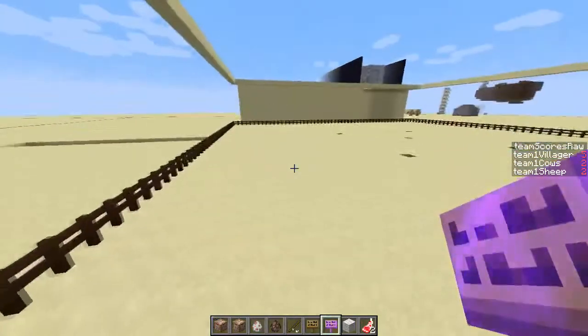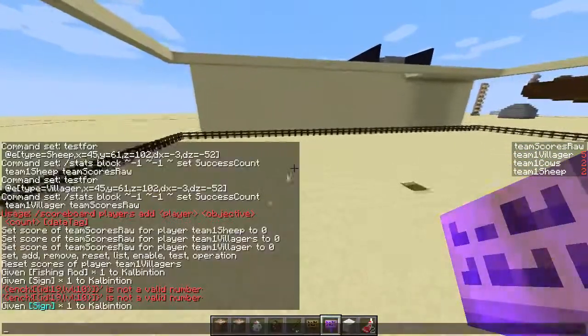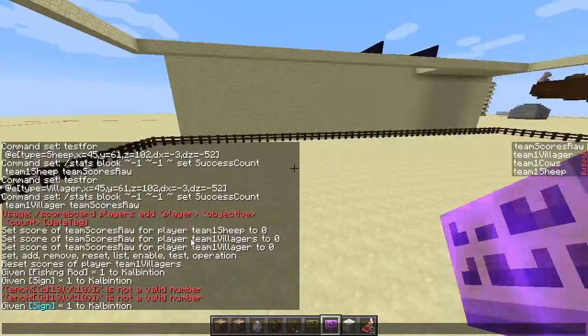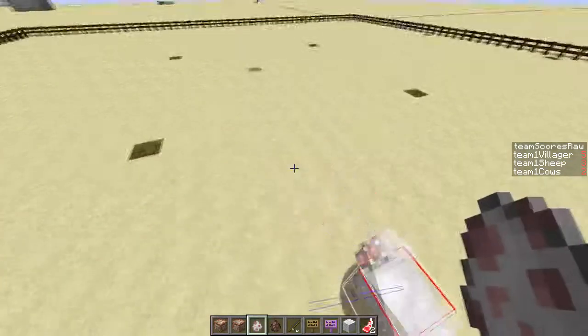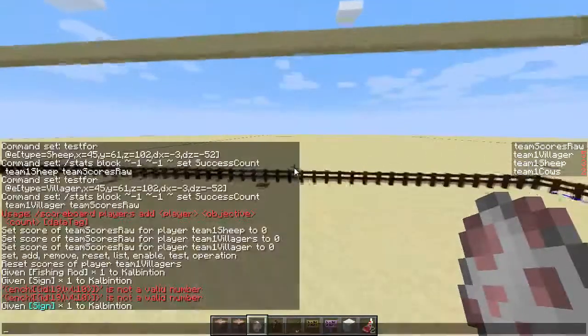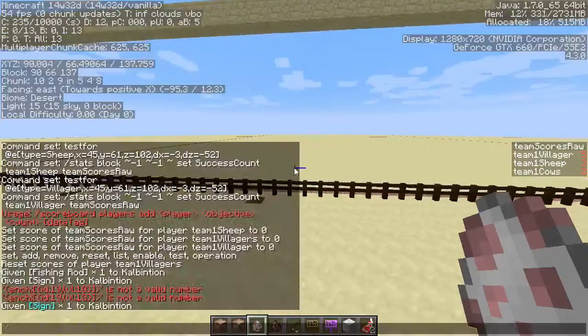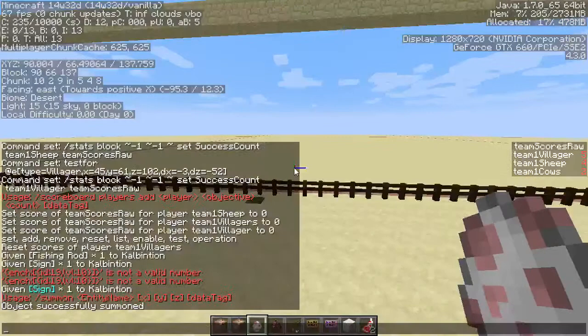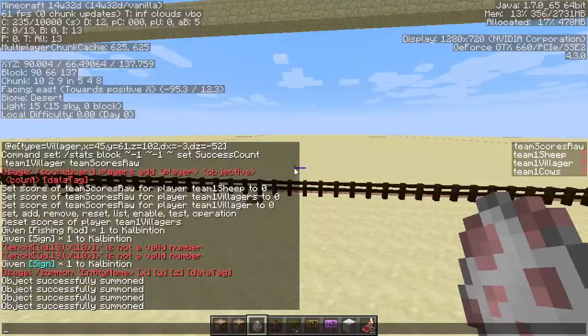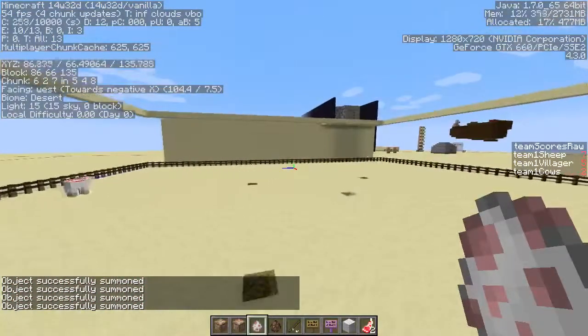Oh, well, it killed the sheep, the sheep died and it removed the count. What happens if I add a sheep over here? It finds that sheep. What if I spawn one? Summon sheep at... oh, I don't know, about 120 blocks away. It's finding them. What does that mean for my selector then?